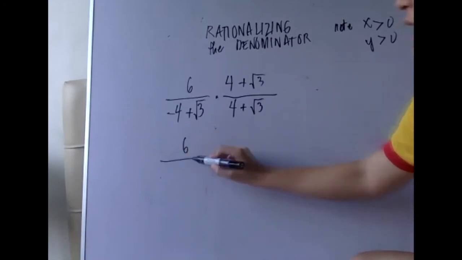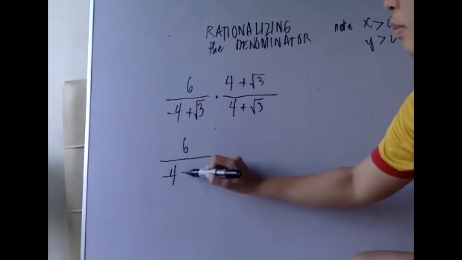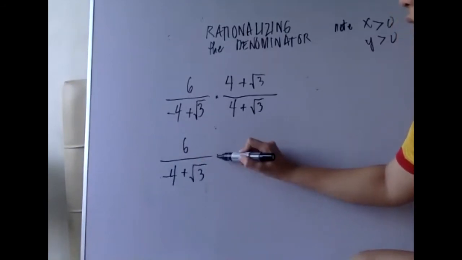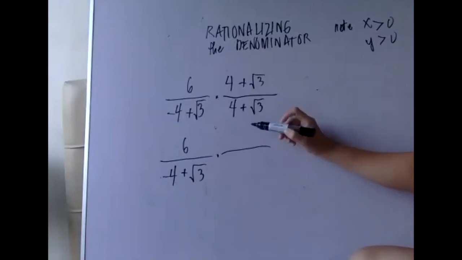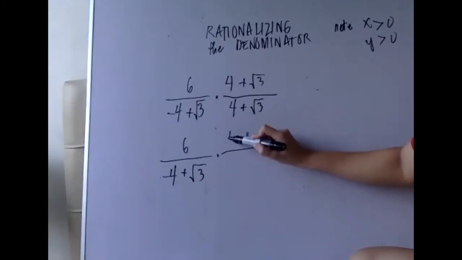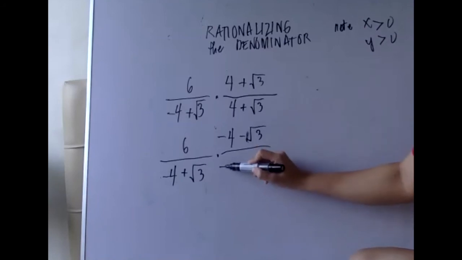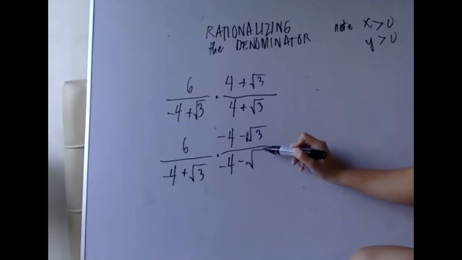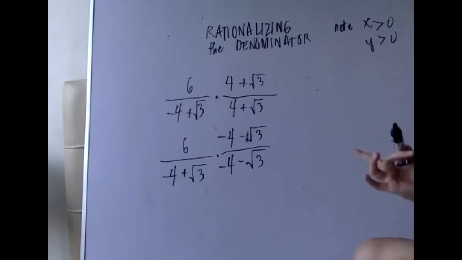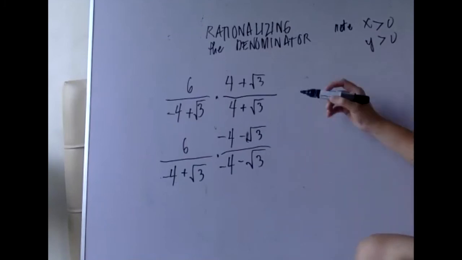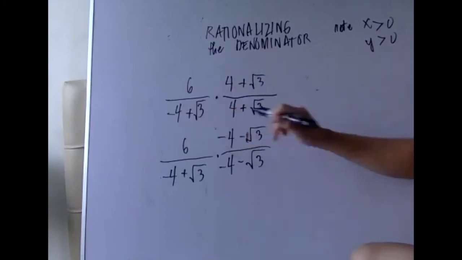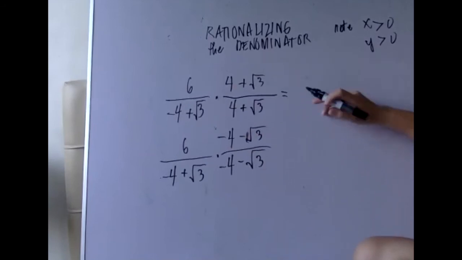Ito, usually, ito yung ginagawa ng most. Negative 4 plus square root of 3. Iniiba yung sign na nasa gitna, di ba? Negative 4 minus square root of 3. Negative 4 minus square root of 3. Okay, tingnan natin kung pareho pa rin sagot. Kaya ano yung ginagawa niyo sa dalawa? Ako ito yung ginagawa ko kasi mas madali tingnan.